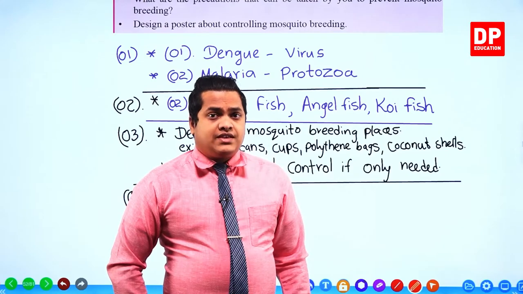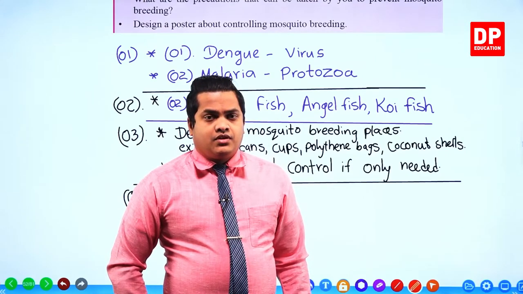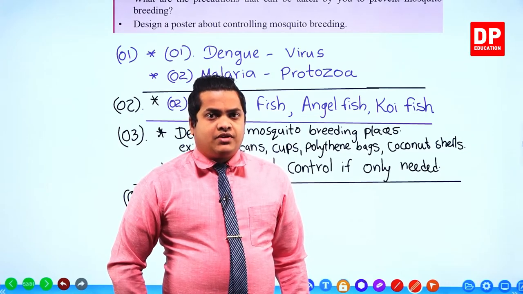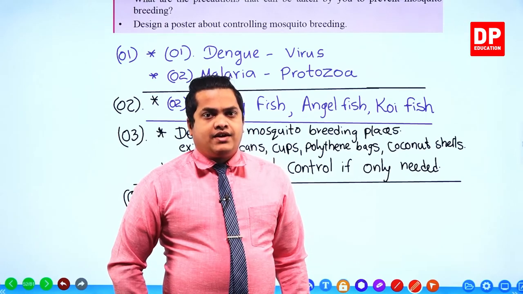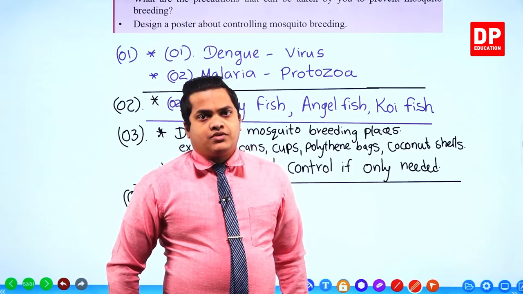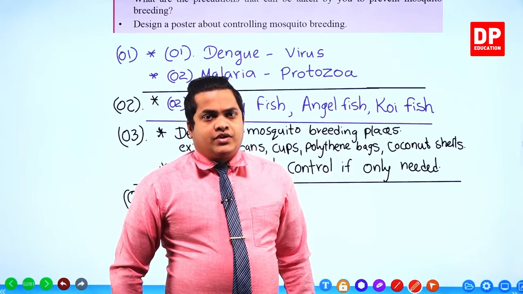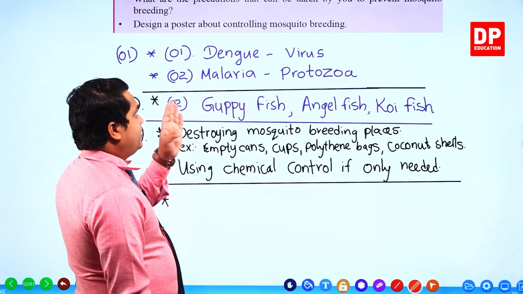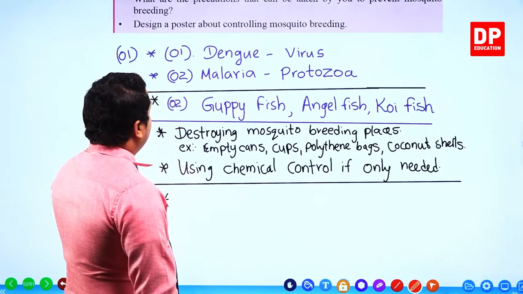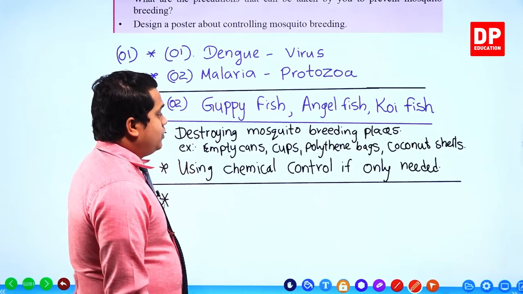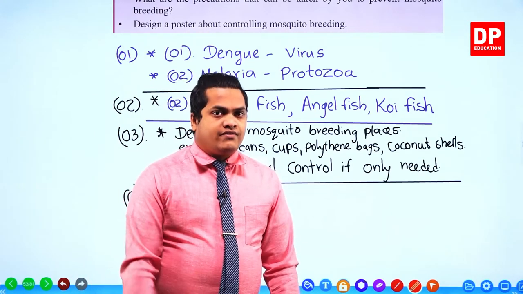We should not throw these things into the environment. If we throw these things into the environment, then what will happen? During the rainy season, these things may collect water, and upon collecting water, mosquitoes will come and lay their eggs. Then the mosquitoes will come out from those places. So in order to stop mosquito breeding, we can follow that precaution.